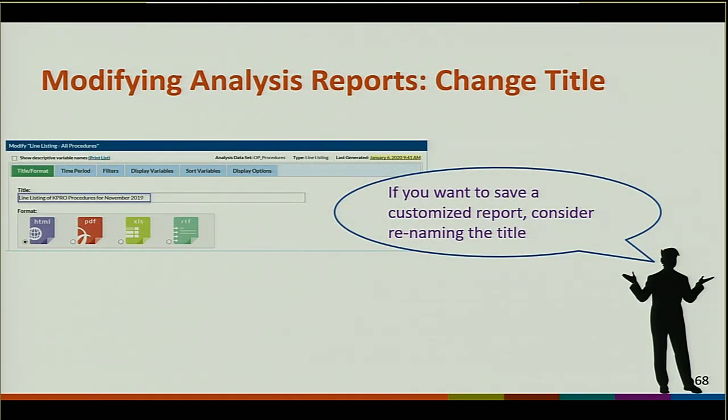The next thing I'd like to have us do in this time is set up a custom report that we can save and then access later on. So the title is an opportunity to save a more clear and specific indication of what type of report we have. So this is a good opportunity to consider renaming it. Knowing that I want to use this report, maybe access it in the future, I've titled this line listing of K-Pro procedures for November 2019. So it's very clear on what this output is going to produce.